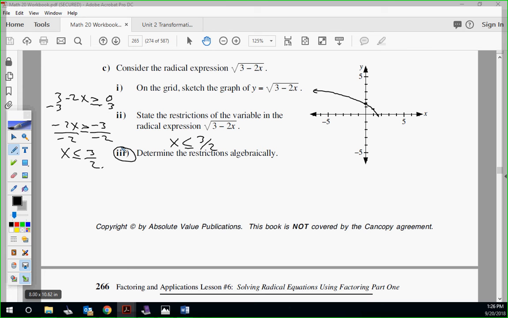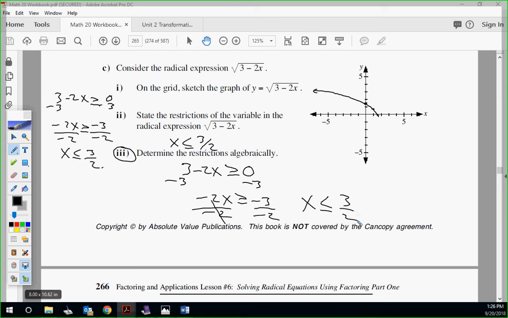Right. So let me redo this right here for you. Some of you guys want to see it again. So remember, to determine the restrictions algebraically, you take the inside, you set it greater than or equal to 0. Minus 3, minus 3. Do I flip? No, I didn't divide. Now I flip. So that's gone, so it's x less than or equal to negative over negative, which is 3 halves.